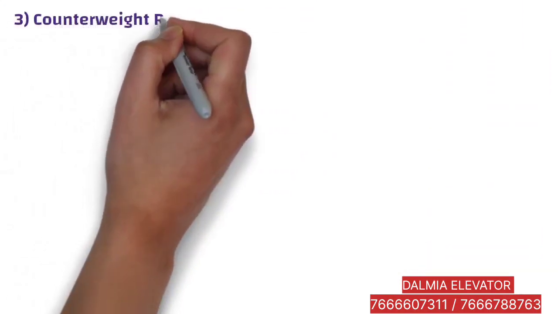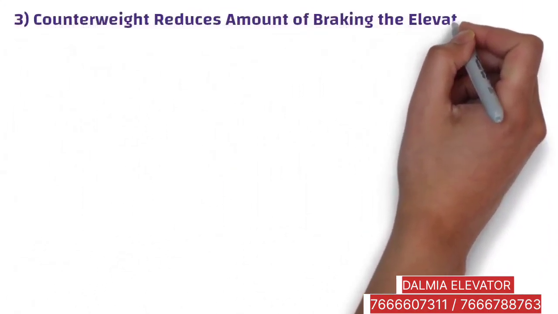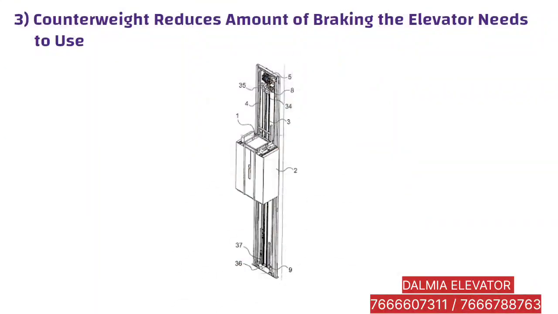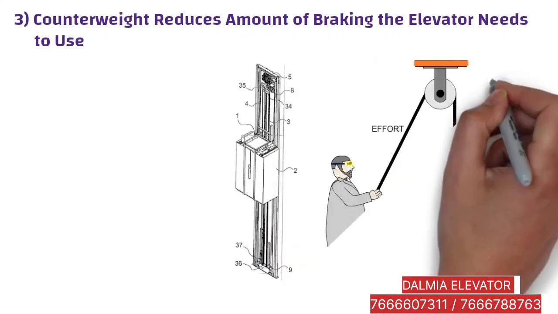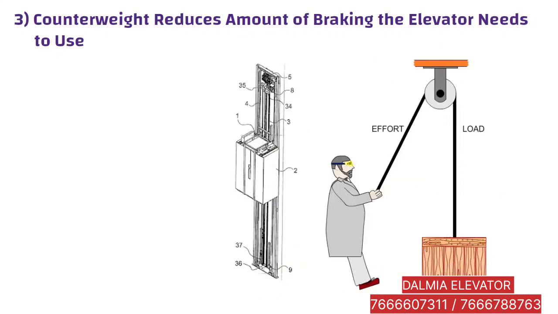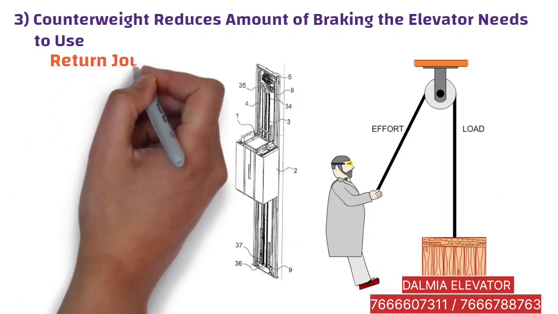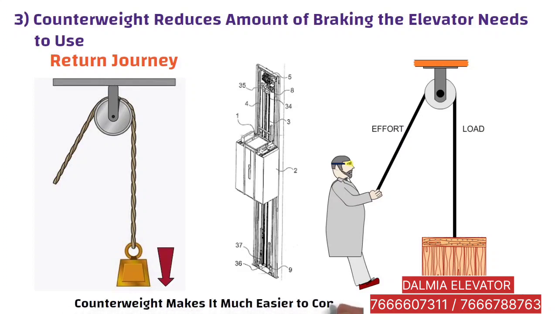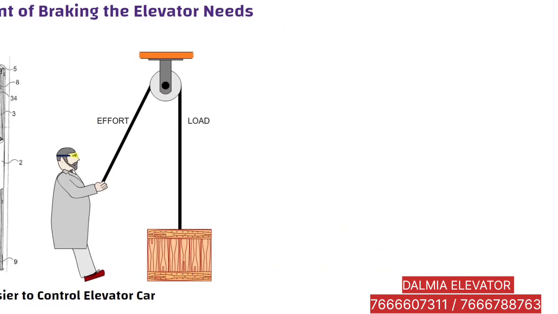The counterweight reduces the amount of braking the elevator needs to use. Imagine if there were no counterweight. A heavily loaded elevator car would be really hard to pull upwards, but on the return journey, it would tend to race to the ground all by itself if there were not some sort of sturdy brake to stop it. The counterweight makes it much easier to control the elevator car.